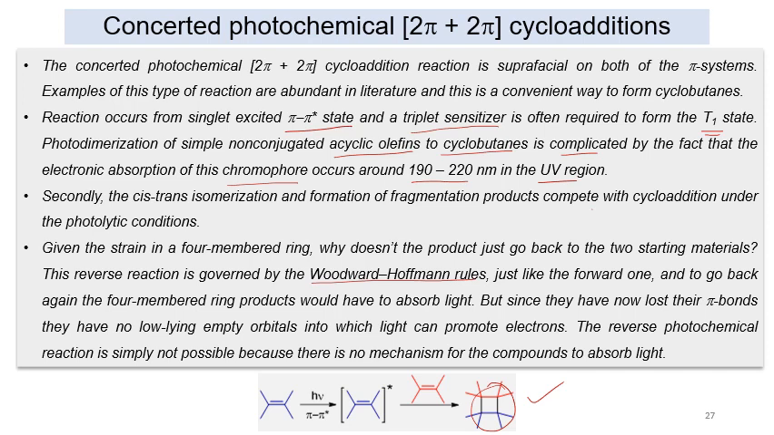And to go back, this four-membered ring has to absorb light. But this now has no chromophore. It cannot absorb light. It does not have any low-lying empty orbitals in which light can promote electrons. Therefore, the reverse photochemical reaction is simply not possible because there is no mechanism for this particular product to absorb light.